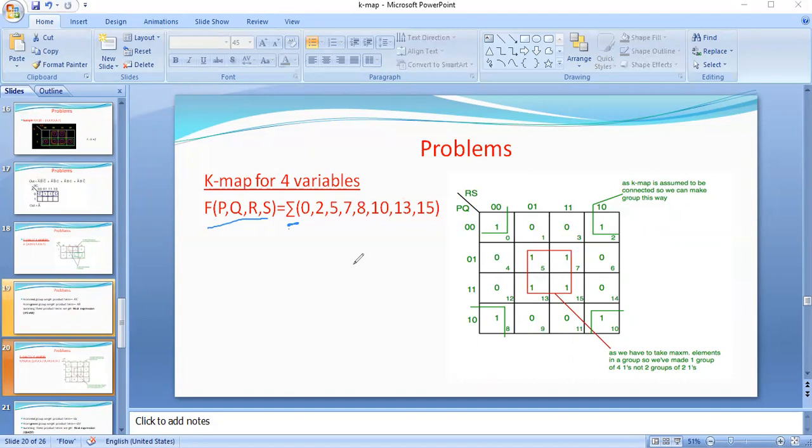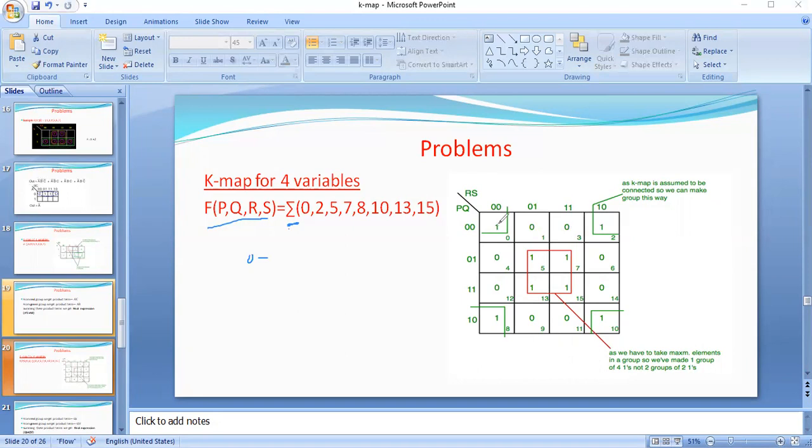After placing, the first step is to write the number of adjacencies. For minterm 0, what is the number of adjacencies? For each cell, the maximum number of adjacencies is 4 because it is a 4 variable K-map. For minterm 0, 1 is adjacent, 4 is adjacent, and corners are also adjacent, meaning 8 and 2 are adjacent.